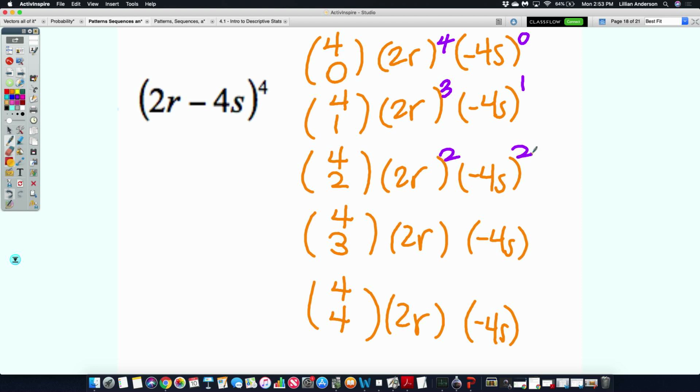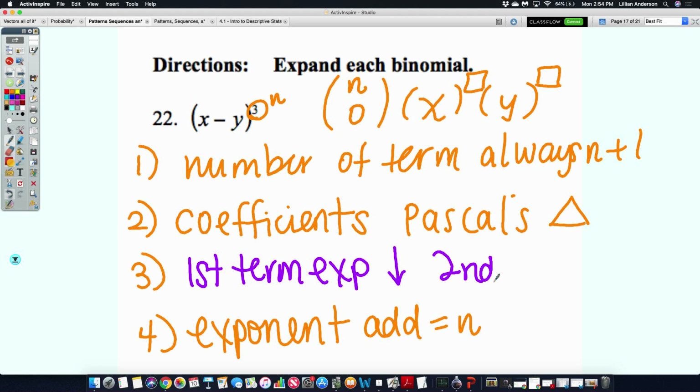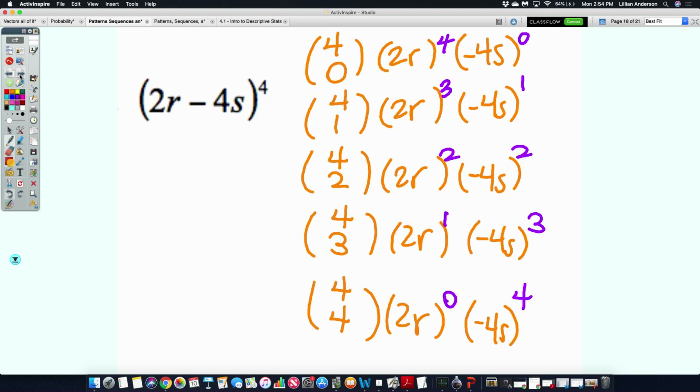That was the one that you guys couldn't remember. What's this one? 1, 3. And this one? 0, 4. That was that last stipulation. Your first term's exponents decrease while your second term's exponents increase, all the way up till you get to n, or all the way till you get to 0. This is definitely the hardest part. And then from there, it would be nothing but actually doing the algebra and multiplying. These numbers came from Pascal's triangle.